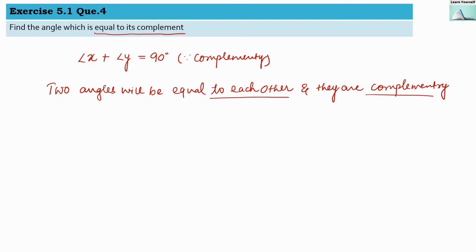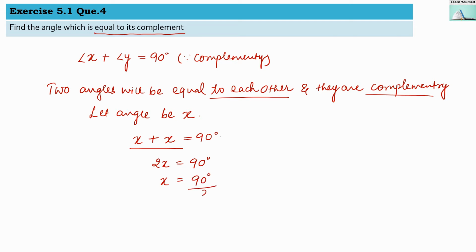That means if two angles are equal, we guess the angle x. Now both of these angles are equal. That means we can take two same angles, and the addition of these angles should be 90 degrees. Now as you can see, these are 2x, so we can add them. So 2x equals 90 degrees. It will give us x equals 90 degrees divided by 2. That means x equals 45 degrees. So 45 degrees is the answer.